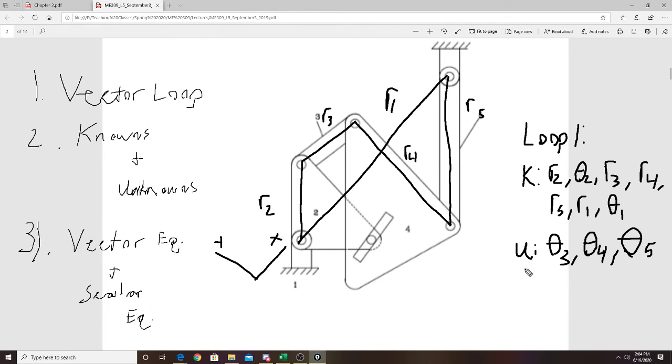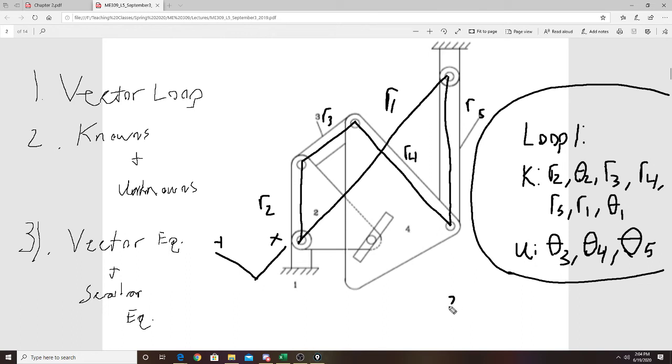So for this vector loop, how many equations did we get out of this vector loop? Only 2. So we had 2 equations, and we have 3 unknowns. As we are currently standing, this cannot be solved. It can't be done because we don't have the proper number of equations to do it. But don't fret. Let's hold on to that for now.